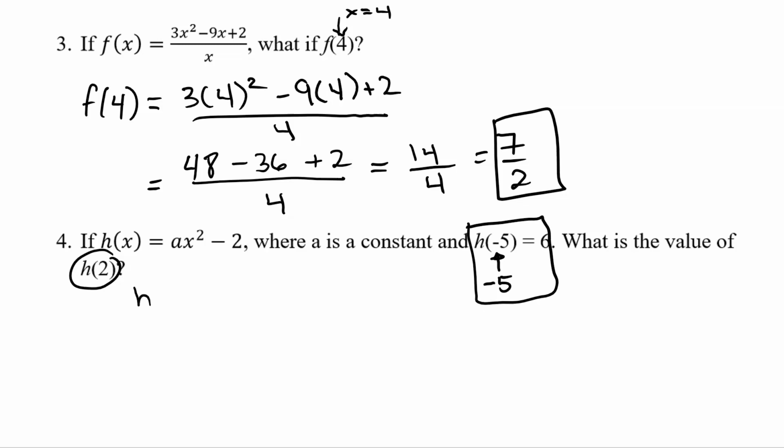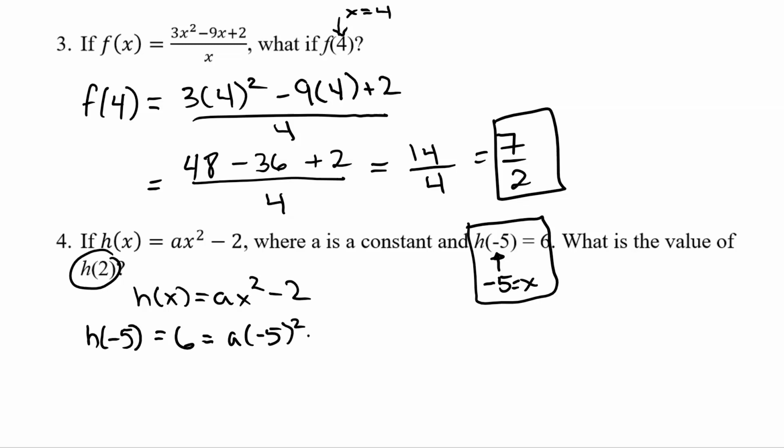So let's rewrite our equation, h of x equals ax squared minus 2, and let's plug in the information we know. So h of -5 is equal to 6, which we know -5 is our x, right? So we're going to substitute that in for x. So once we've got that written, we have -5 times -5, or 25. So we've got 25a minus 2 equals 6.